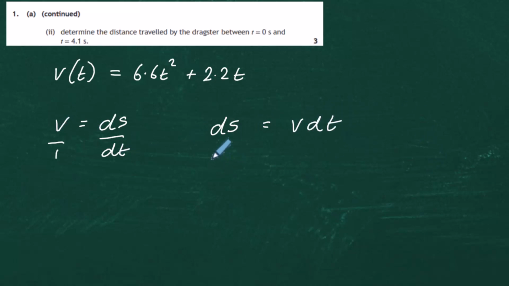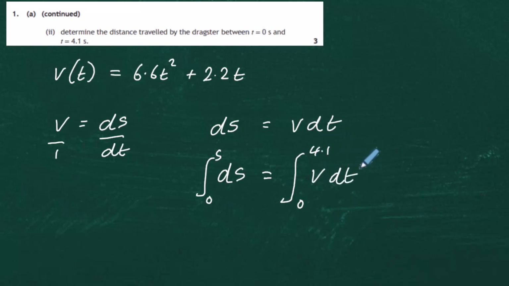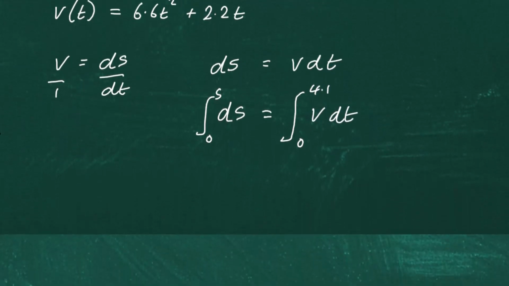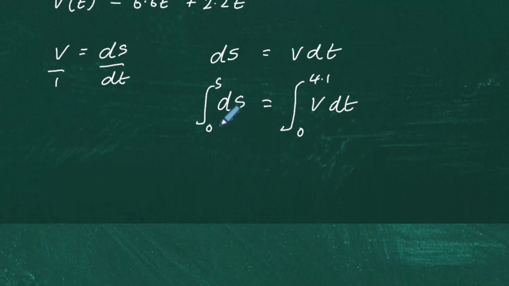So all we have to do is integrate up from 0 to some distance s of ds. And that's going to go to the integral in terms of time from 0 to 4.1 of v dt. So we've set up our integral. The integral of ds from 0 to s is going to give you the distance which has been travelled, so that's going to be s. And the next part we have to put in our formula.